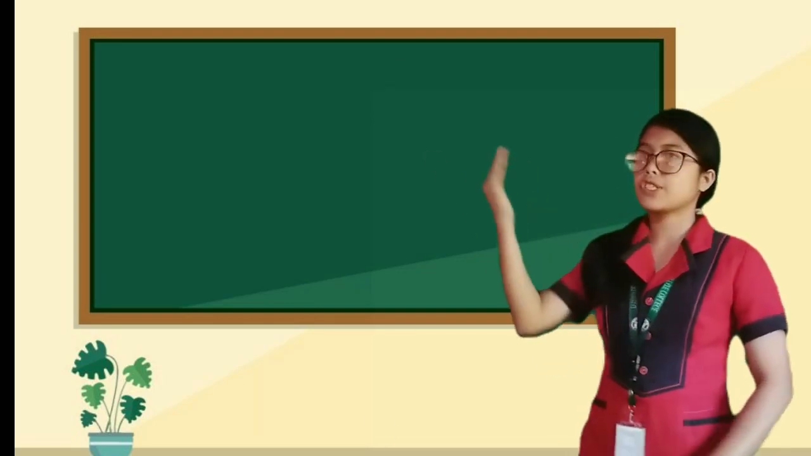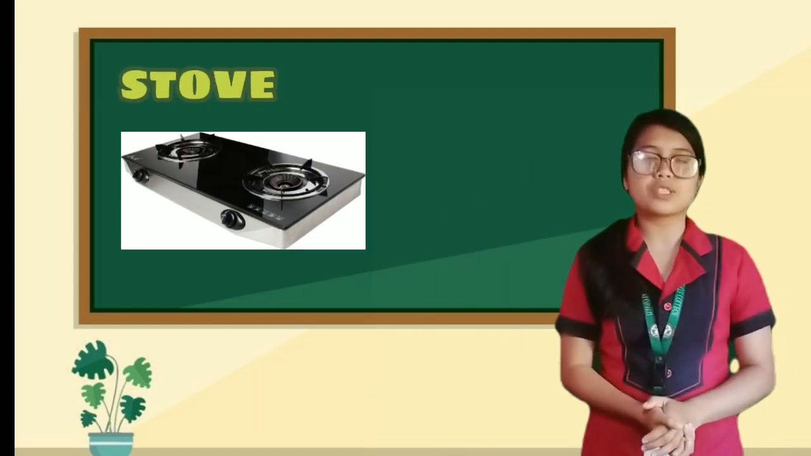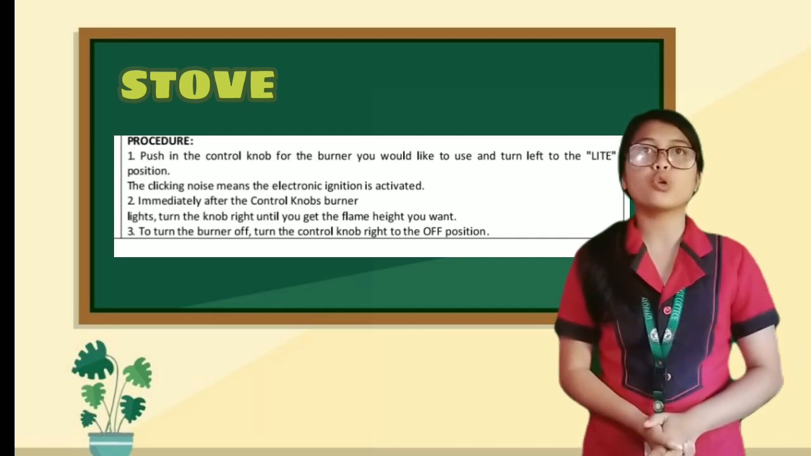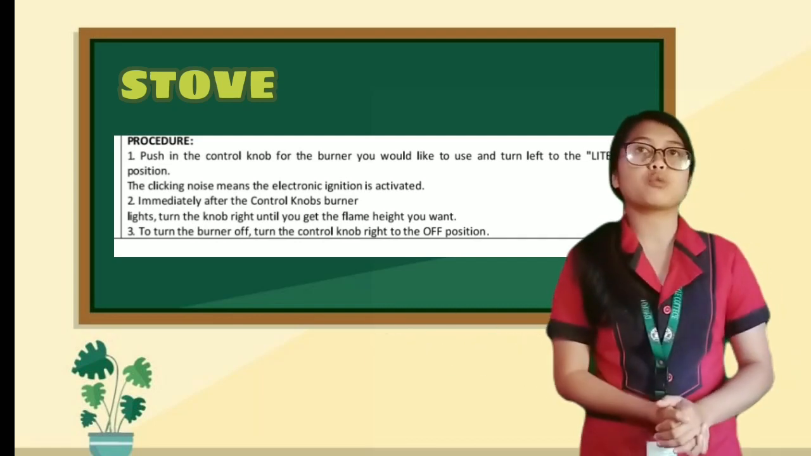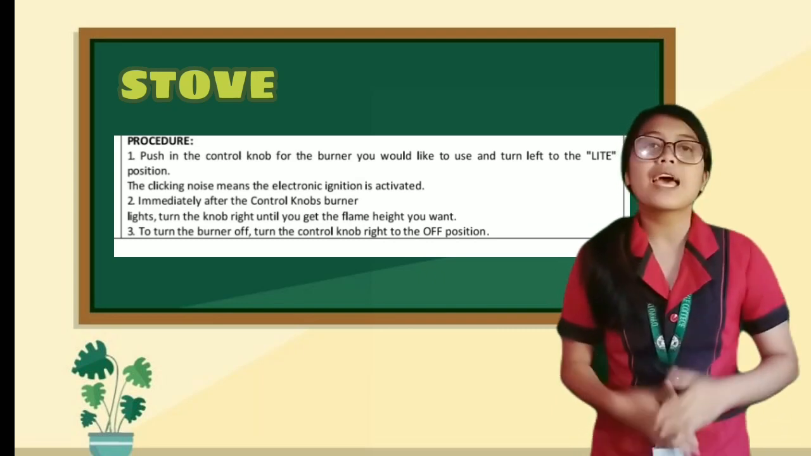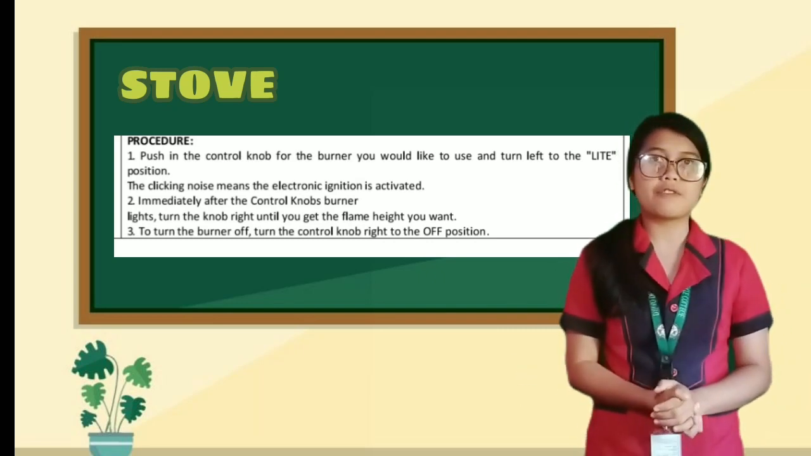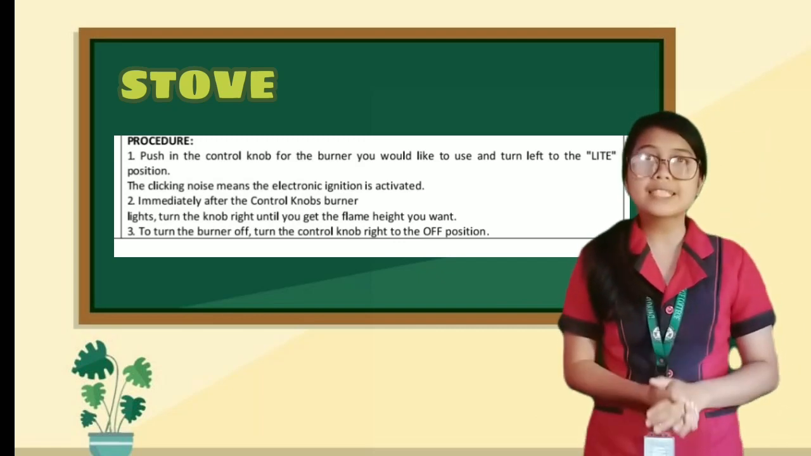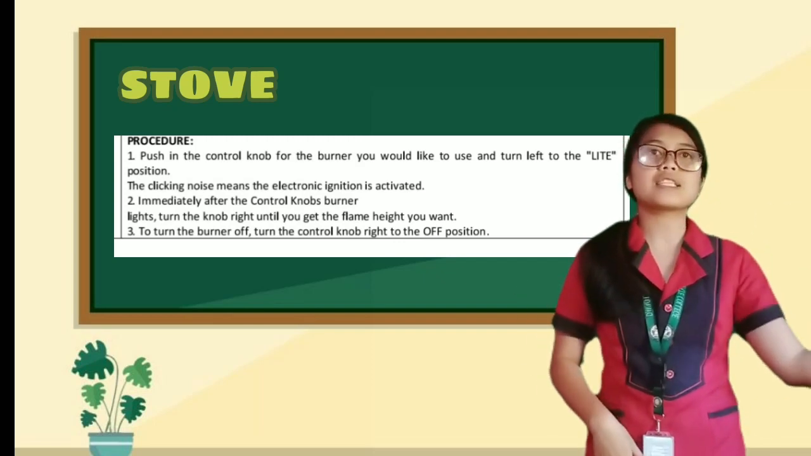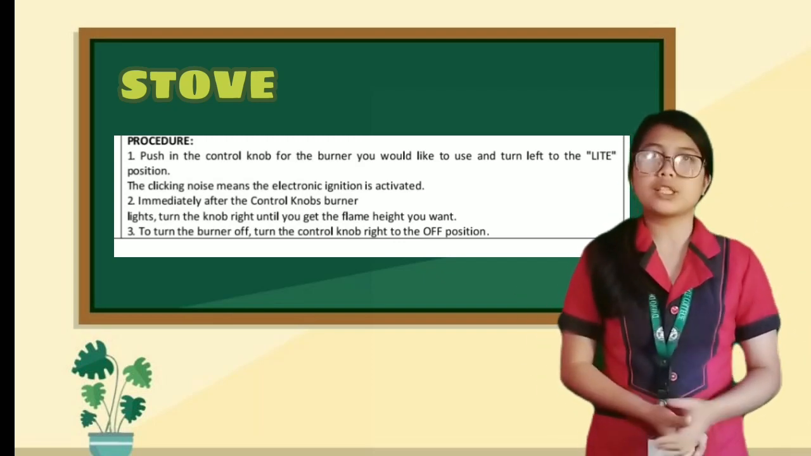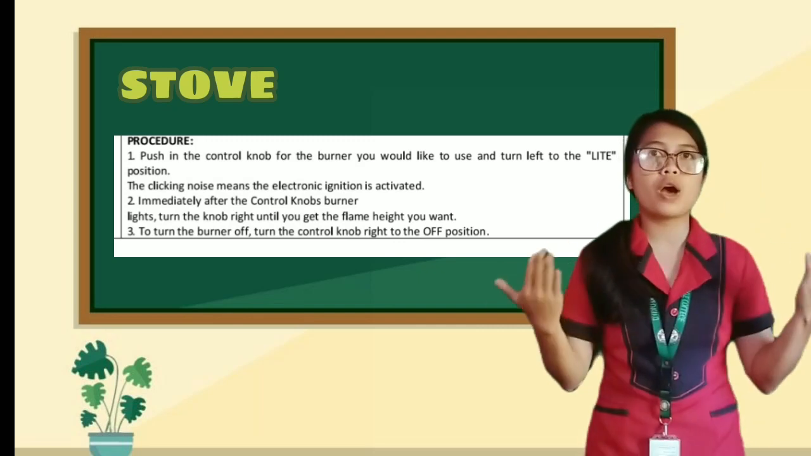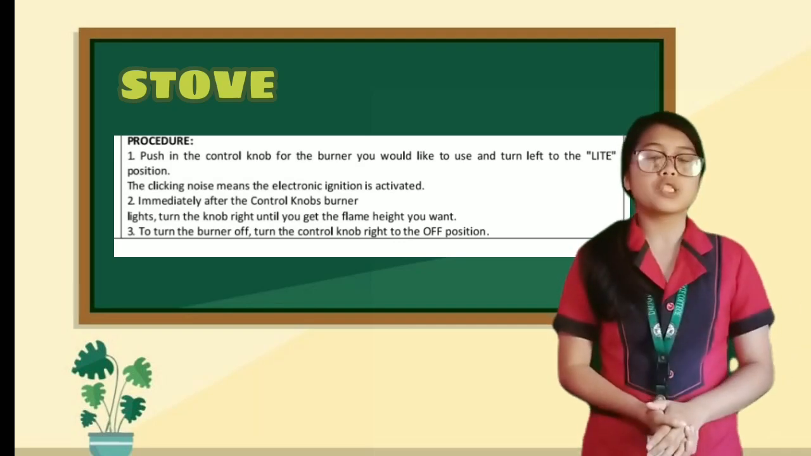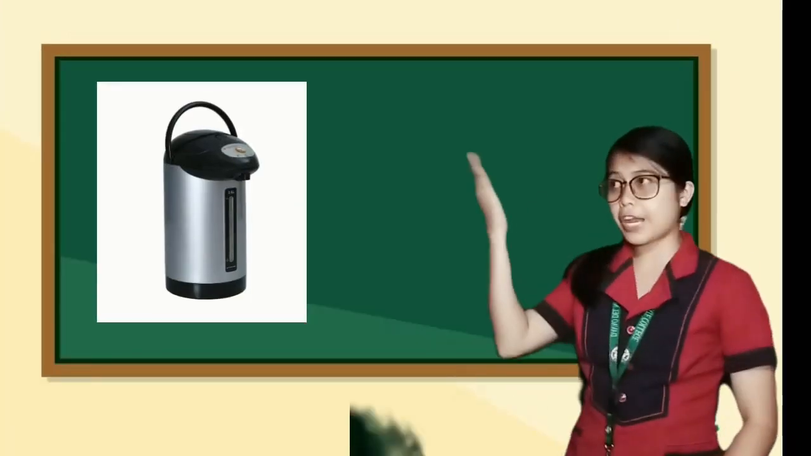So next we have the stove. Okay, so how to operate a stove? First, push in the control knob for the burner you would like to use and turn left to the light position. The clicking noise means electric ignition is activated. Second, immediately after the burner lights, turn the knob right until you get the flame height you want. Third, or the last step, is to turn the burner off: turn the control knob right to the off position.